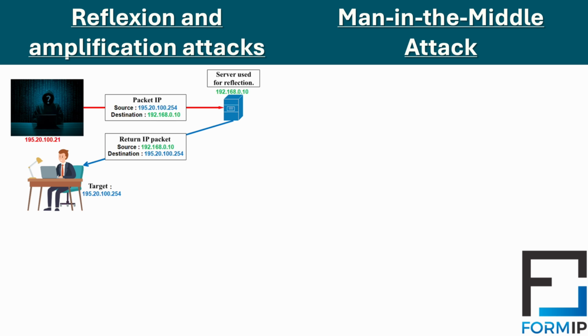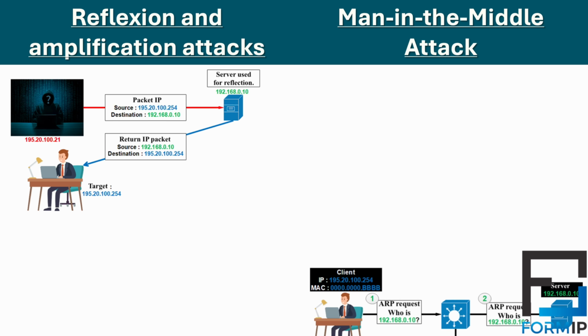The server that mirrors traffic to the target is called a reflector. The attacker can also send the spoofed packets to several reflectors, which would cause the target to receive multiple copies of the traffic. The main purpose of this type of attack is to consume bandwidth. We now turn to the man-in-the-middle attack.